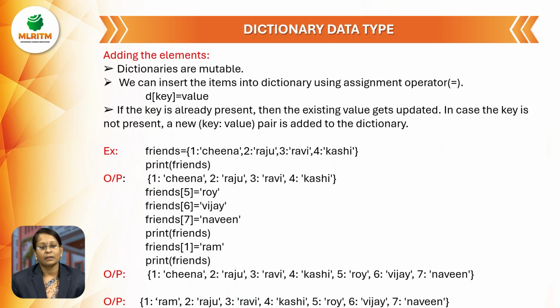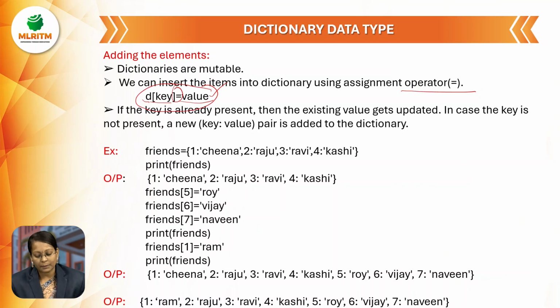Then adding the elements. Dictionaries are mutable. That's why we can add elements into the dictionary and we can remove elements from the dictionary. That's why we are performing those operations. We can insert the items into the dictionary by using the assignment operator. D is the dictionary name, and by using the key, we are inserting the value. Here we are inserting a key value pair to the dictionary by using the assignment operator.